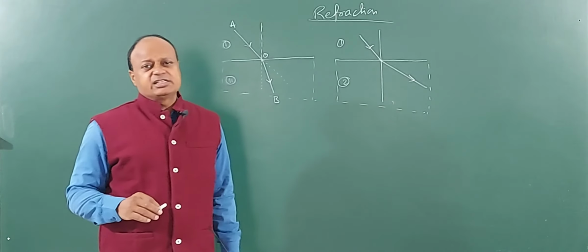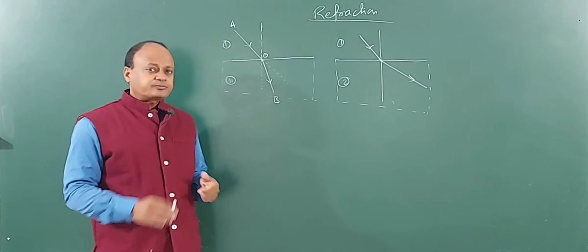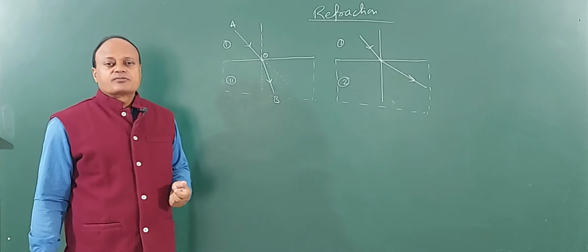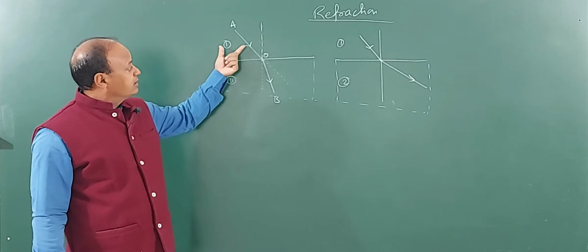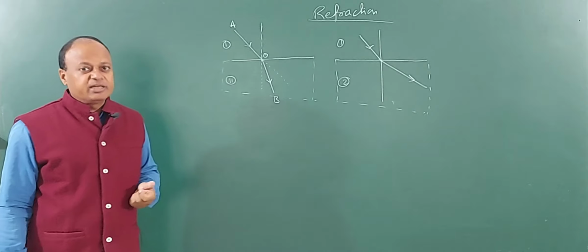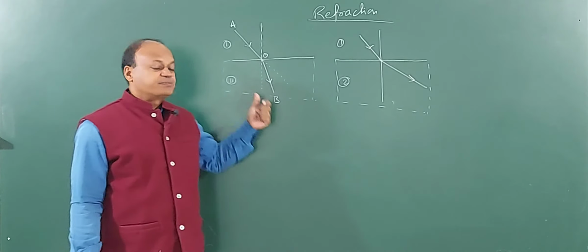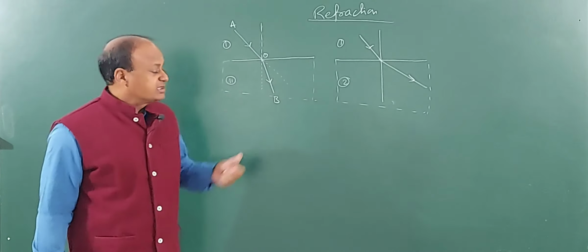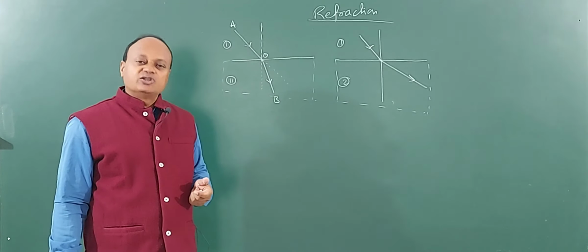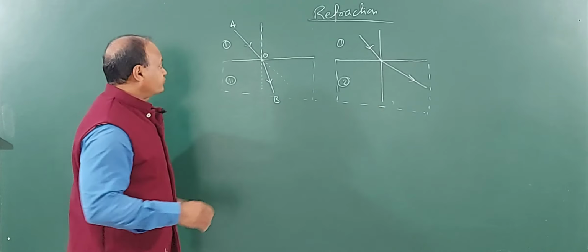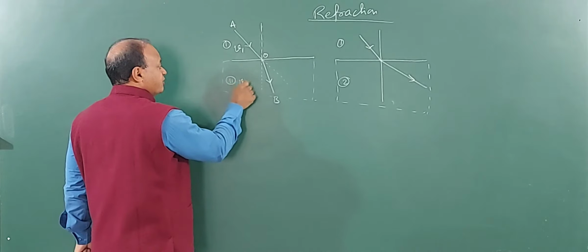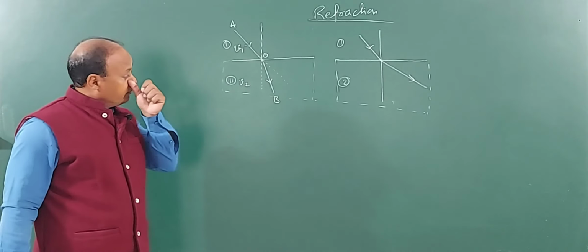Now what exactly is the reason for refraction? The reason is, as the light travels through a medium, it interacts with the particles of the medium, and as it interacts with the particles of the medium, its speed changes. As long as it is in medium 1, it has one speed. The moment it is going to another medium, its speed will change, it will have another speed. Suppose the speed in medium 1 is V1 and in medium 2 is V2.